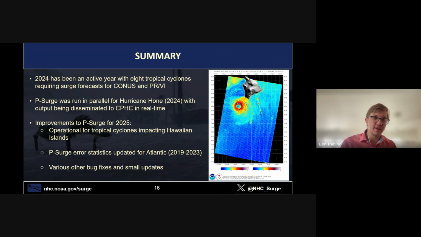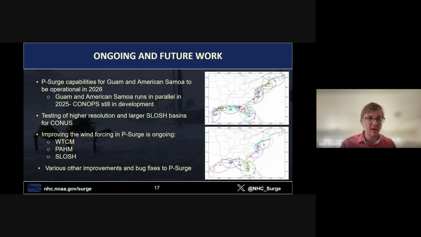If we go to the next slide, let's talk about what's up and coming. So I mentioned Guam and American Samoa. We're hoping that that's going to be operational in 2026, and we're going to be running that in parallel this year. There's still some work that we need to do in terms of developing the ConOps for that. Overall, we have the errors and P-surge is configured to run for those, but we still have to do some additional tests and modifications there.